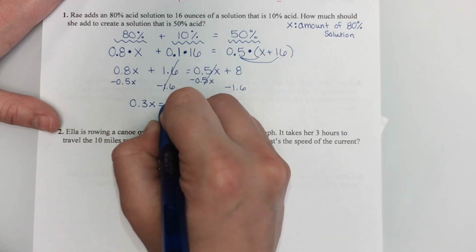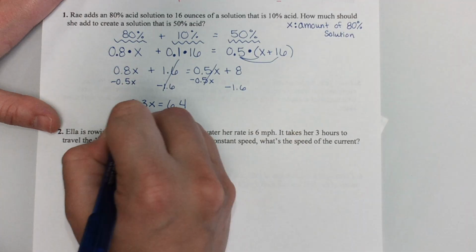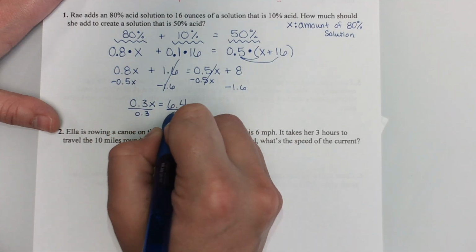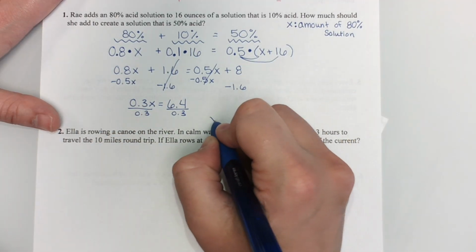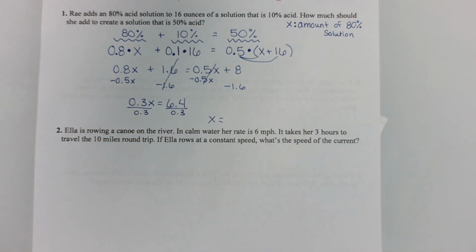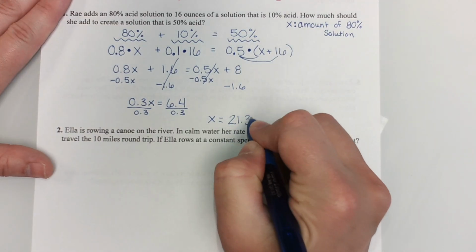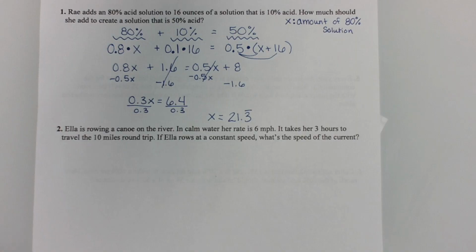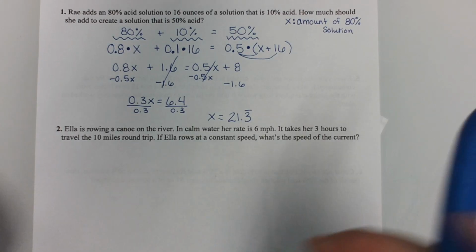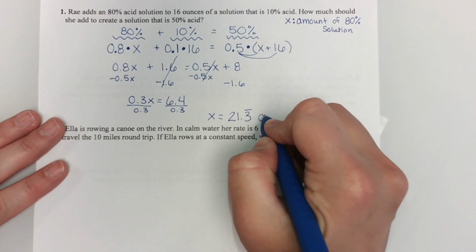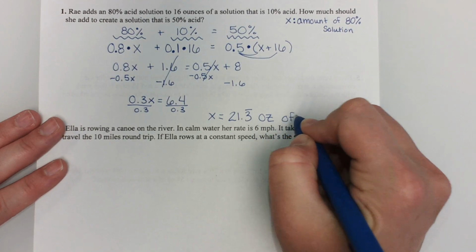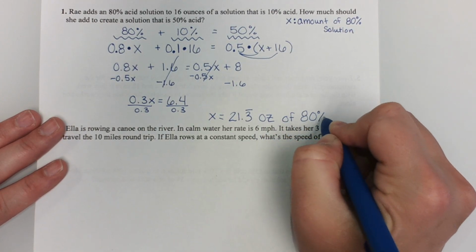0.3X is equal to 6.4. Divide by 0.3. I get a number. 21.3 repeating. And that is ounces of 80% solution.